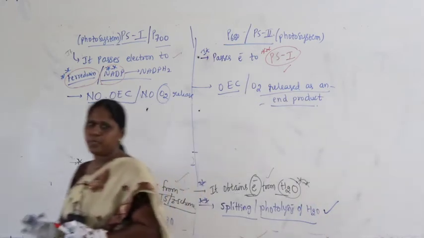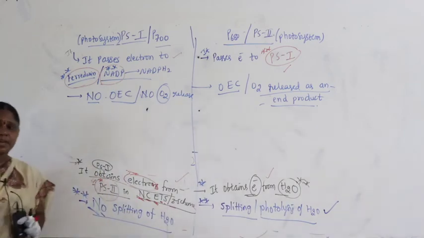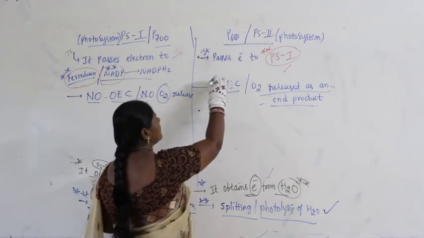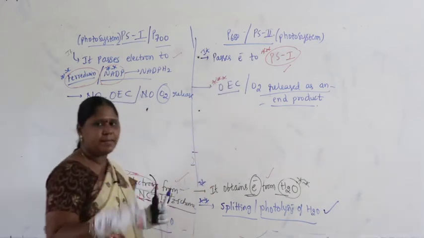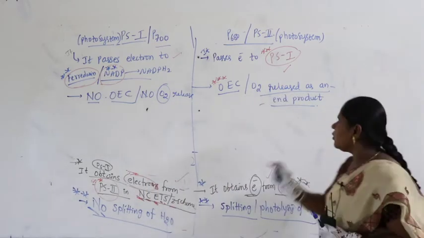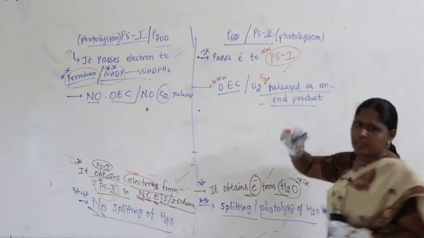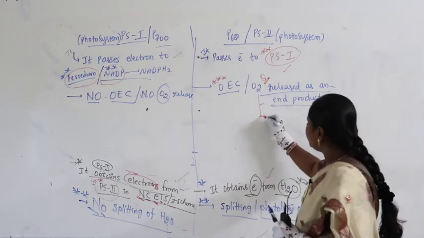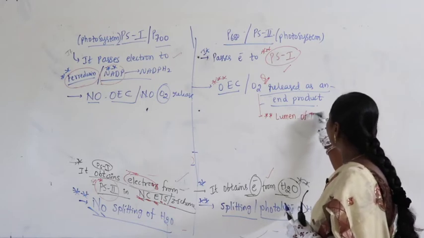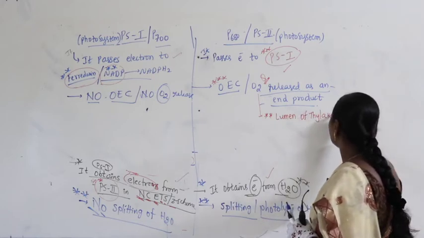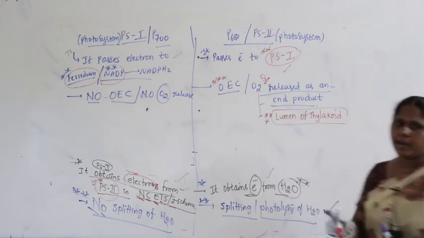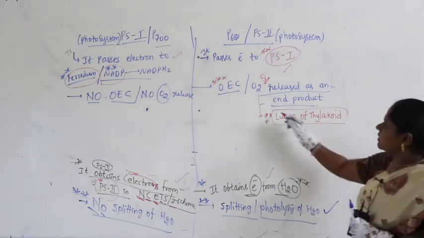Very, very important. Why? Because sometimes you will get a question on where this oxygen evolving complex is, where it is happening, where oxygen is released as an end product. Sometimes you will get it in the form of a question. Where does this happen? Remember, it happens in the lumen of thylakoid. Lumen of thylakoid, what is released here?